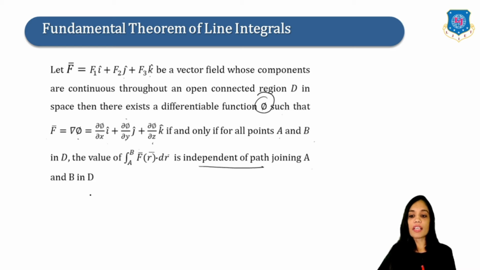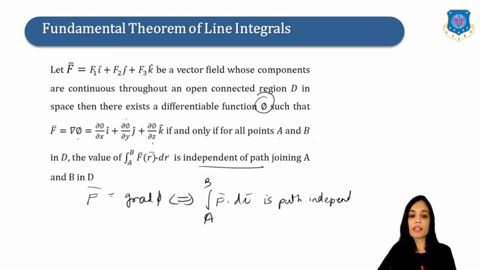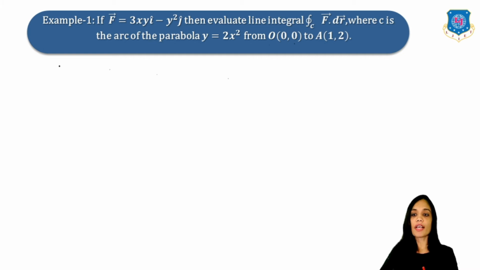So what they are saying is f bar equals grad phi when, if and only if, this line integral from A to B is path independent, right? So what do we have to check for path independence? Only that curl of f bar equals 0 bar, or f bar is a conservative vector field. So now let us solve a few examples.